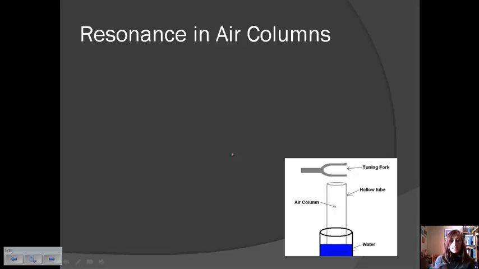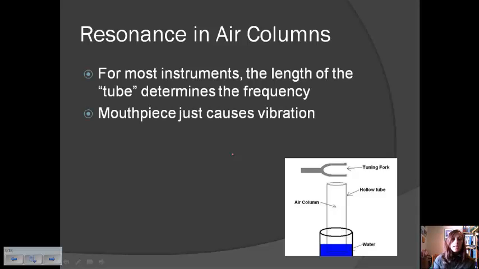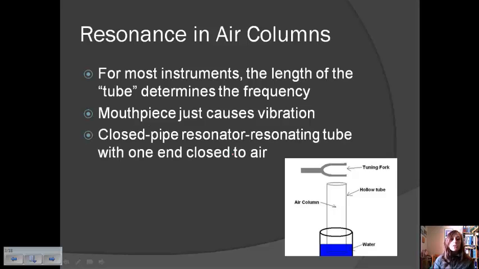So a lot of these instruments work kind of the same way. We have this oscillation, but we're going to look at closed and open pipes as a way to look at where resonance occurs and how sound travels. For most instruments, the length of the tube determines the frequency, like on a flute or a clarinet or saxophone or even the string on a guitar. The mouthpiece just causes the vibration, but it's the length of the instrument itself that determines the frequency. So we've got two different kinds of instruments that we're going to look at.